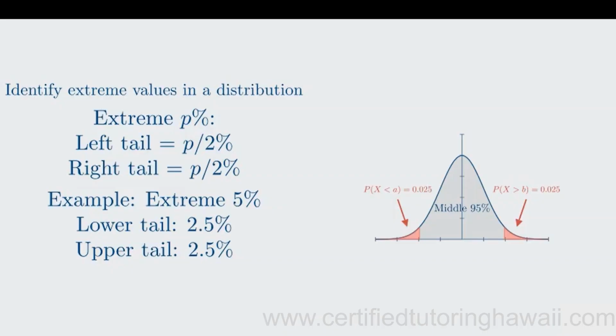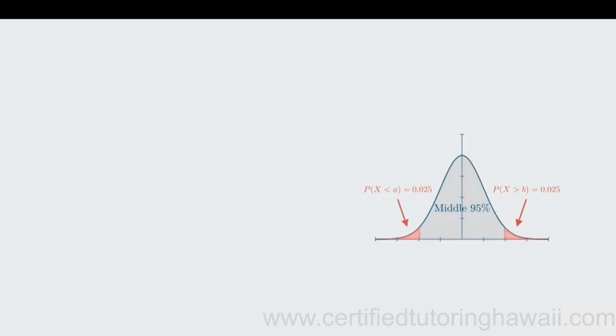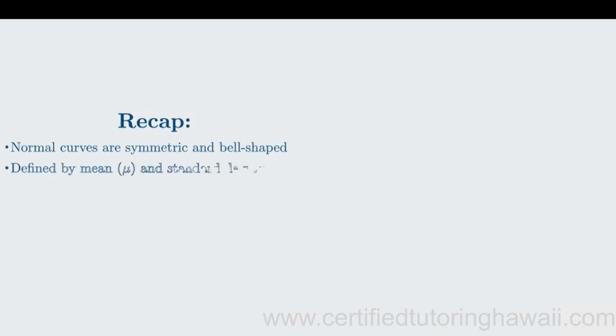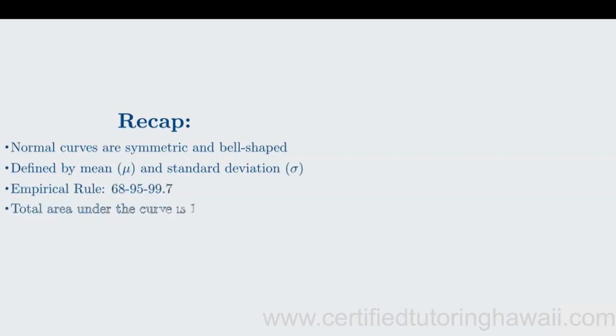These boundary values, a and b, define what we consider unusual or extreme for that specific variable. You can find these exact values using a z-table or technology like a graphing calculator. We have now covered the fundamental properties of the normal distribution, the empirical rule, and how to interpret areas as probabilities. You are now ready to begin calculating specific z-scores and percentiles in your practice.